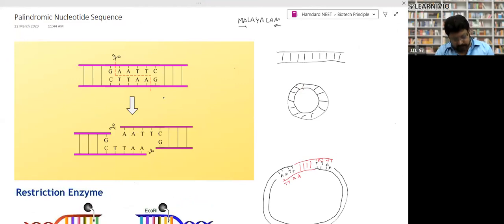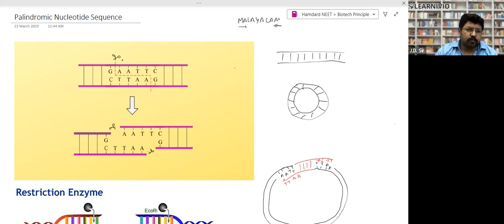What are the palindromes? The words which spell the same both ways. Exactly. Malayalam: either you read from this end or from this end, it's Malayalam, and the meaning is also the same, right?